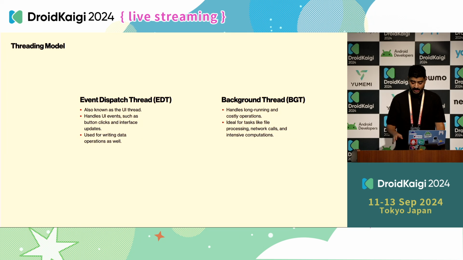And then we have the other type, BGT, background thread, used for performing long-running and resource-intensive operations, or the background task. Unlike the EDT, the BGT is where you should handle tasks that could take time, such as processing a file, network calls, or other intensive operations.